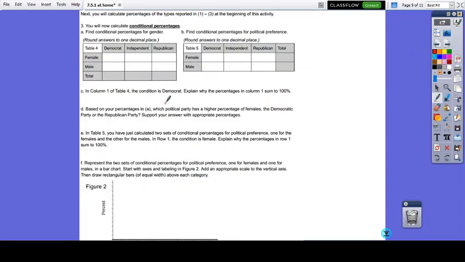Next, you will calculate percentages of the types reported in 1 through 3 at the beginning of this activity. So you're now going to calculate conditional percentages.